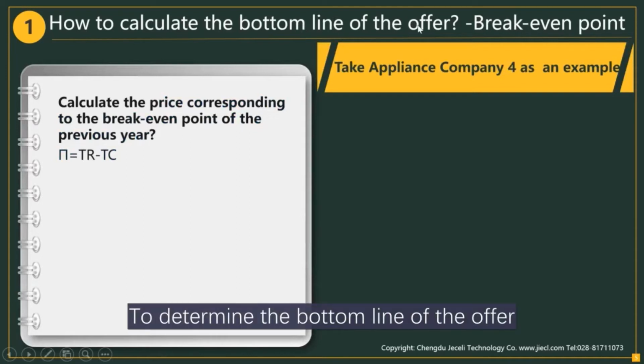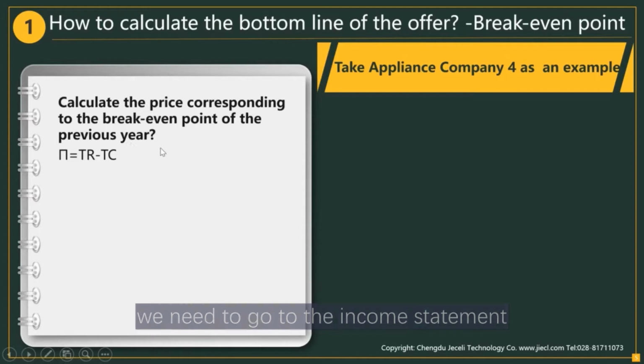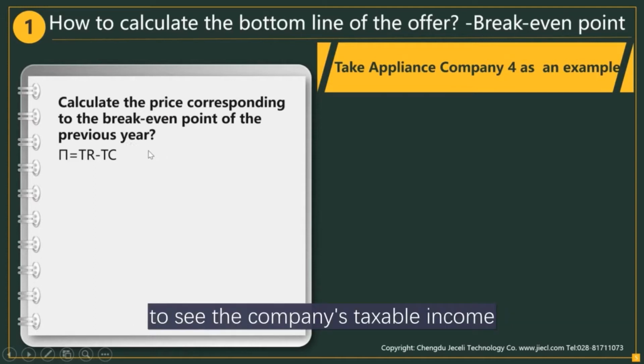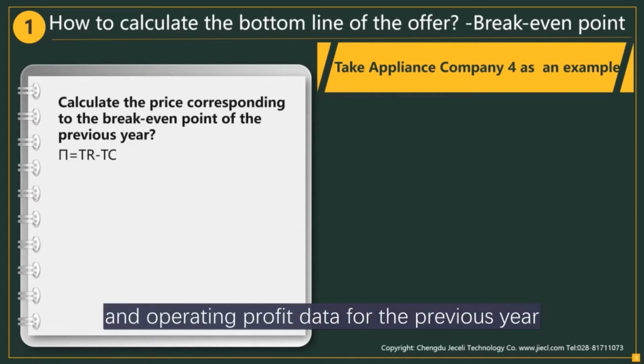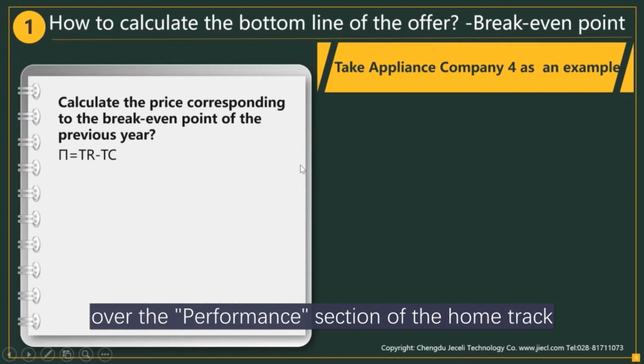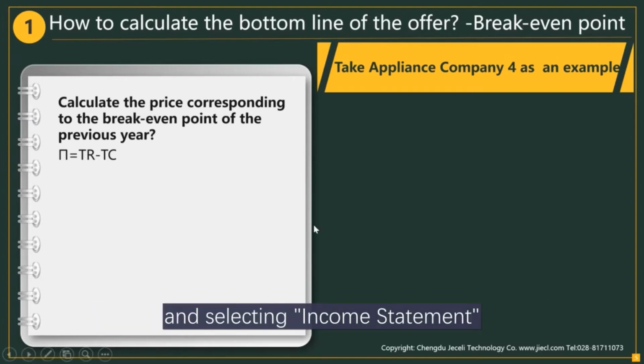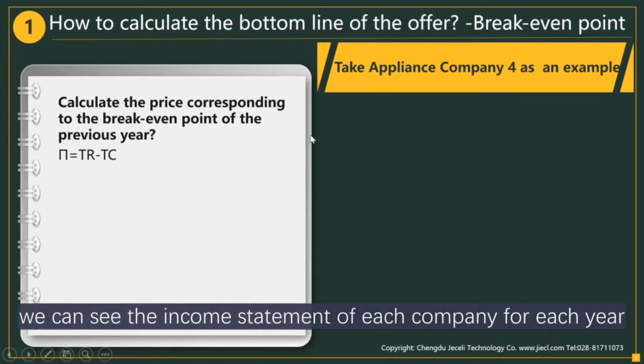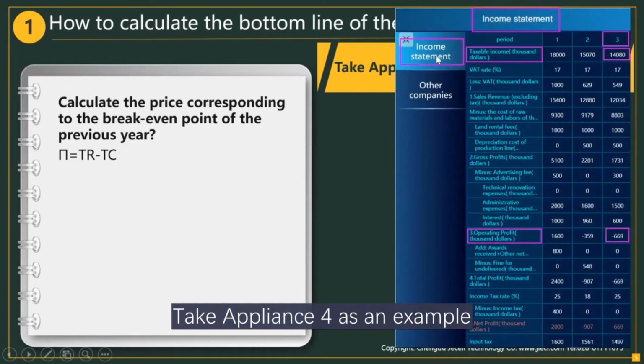To get the bottom line of the offer, we need to go to the income statement to see the company's taxable income and operating profit data for the previous year. By placing the mouse over the performance section of the home track and selecting income statement, we can see the income statement of each company for each year. Take Appliance 4 as an example.